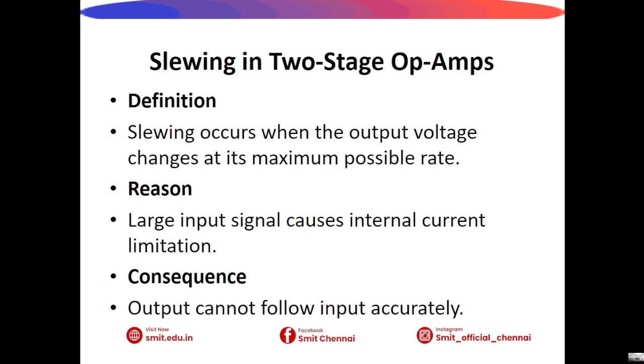Next, we see about the slewing in two-stage op-amps. Slewing occurs when the amplifier is required to respond to a rapidly changing input signal. The compensation capacitor can only charge or discharge at a limited rate because the available current is limited. Therefore, the output voltage cannot be changed instantaneously and follows the input at its maximum possible rate. This phenomenon is called slewing.